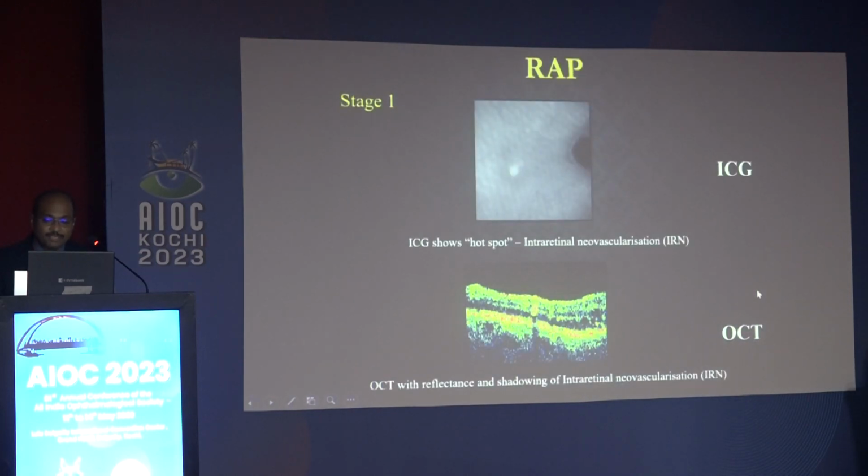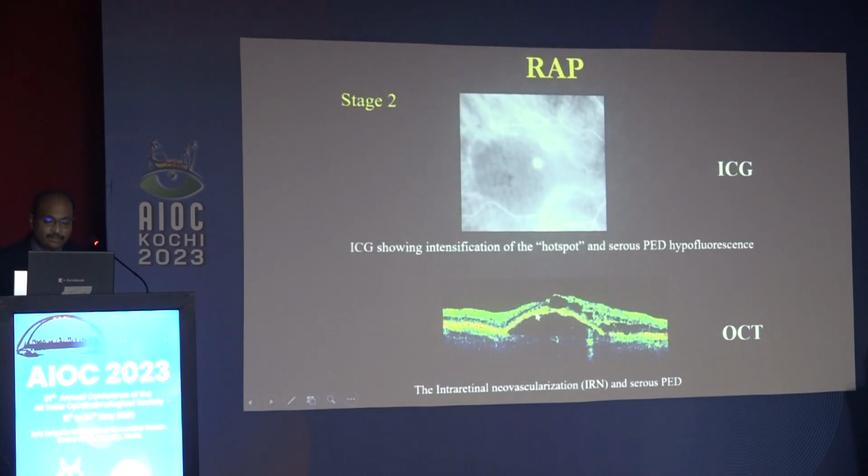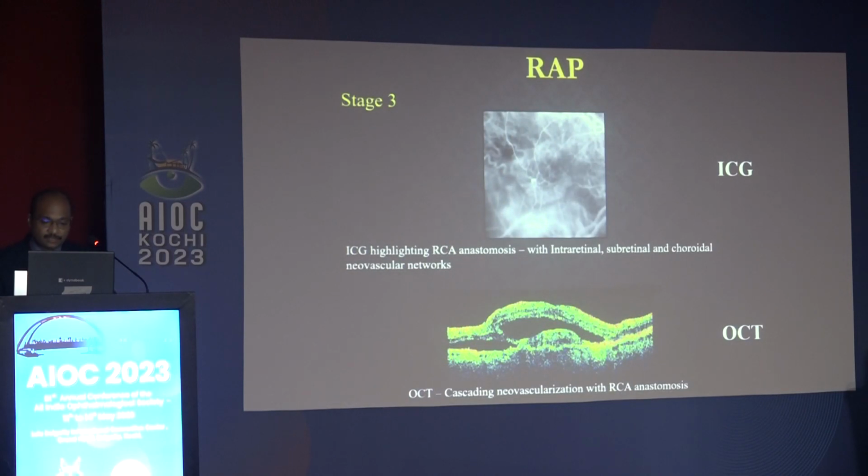An example of a RAP lesion. RAP has different stages. This is an ICG showing the hotspot with the intraretinal neovascularization, and this is seen on the OCT here. These are old images. This is stage 2, where the ICG shows intensification of this hotspot and serous PED hypofluorescence. On the OCT, you see this bump out there and the intraretinal fluid out here. The third stage is when the RAP lesion dips inside or under the RPE. So ICG highlights the retinochoroidal anastomosis with intra- and subretinal and choroidal networks here, and you can see this cascading neovascularization with the RC anastomosis.